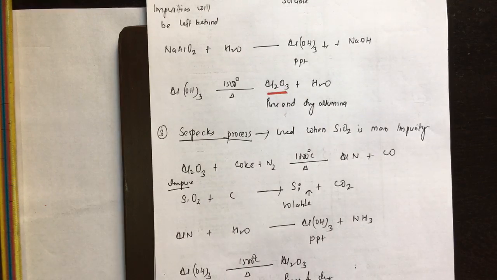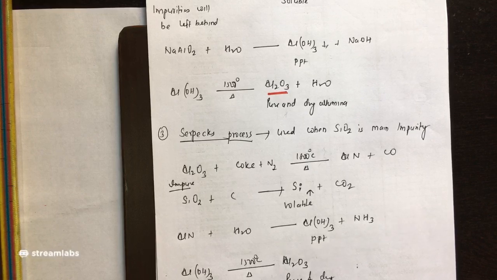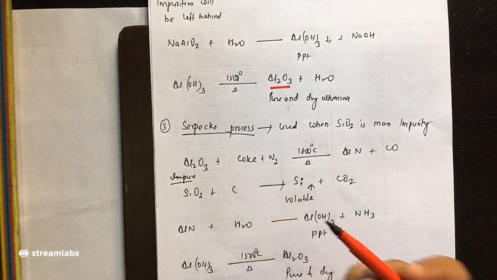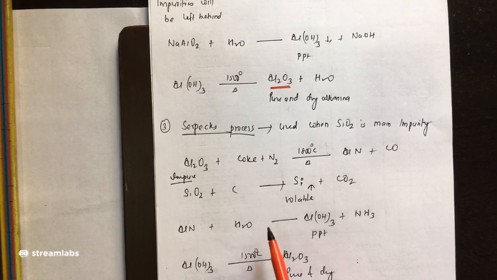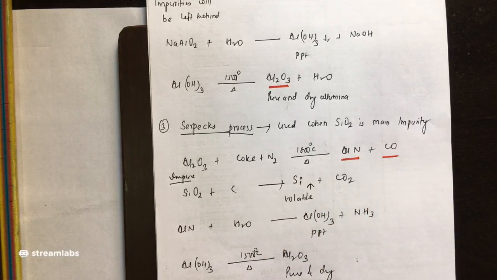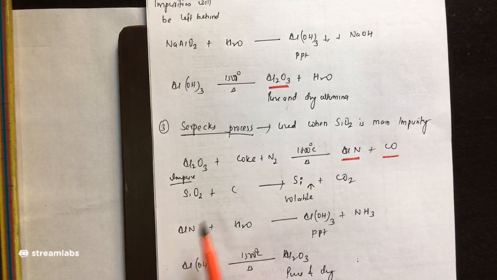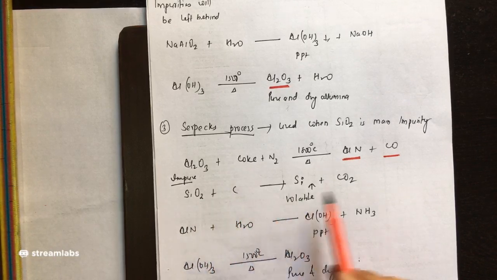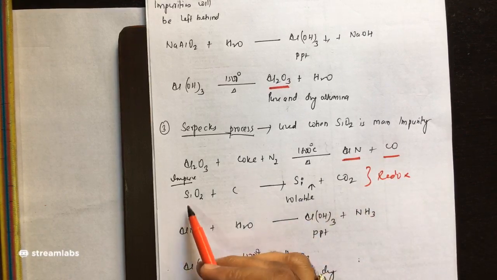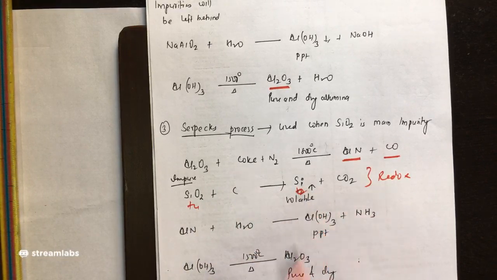Now we have Serpek's process, used when SiO2 is the main impurity. What you do, you take impure alumina and you add coke and nitrogen. Coke is carbon. Treat at 1800 degrees centigrade, you get aluminum nitride along with carbon monoxide. Carbon monoxide is poisonous, you know that. Now the impurities are also there, so we need to remove the impurity by reacting with carbon. Silica reacted with carbon forms silicon plus carbon dioxide. Basically this is a redox reaction because silicon changes from +4 oxidation state to 0 oxidation state.